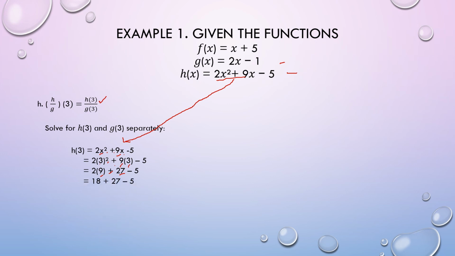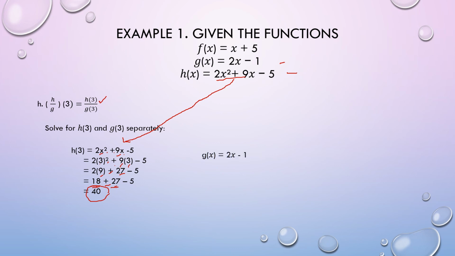And so next we have here 2 times 9, we got 18. And then we have here addition, 27 minus 5. Okay, what do you think is the answer? So how did we get 40? We have here 18 plus 27 is equal to, what is 18 plus 27? That is equal to 45 minus 5. That's why we got 40 here. Okay?